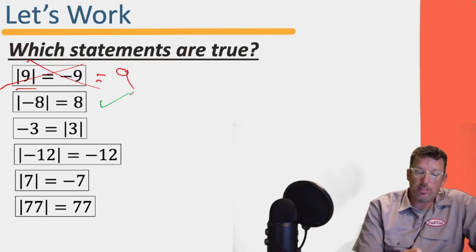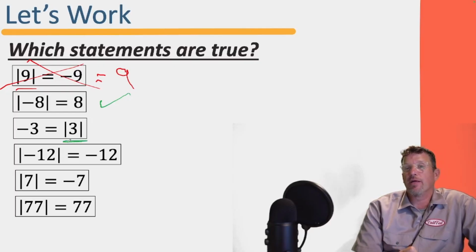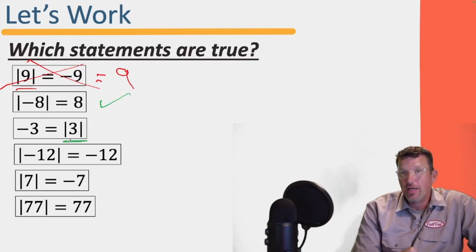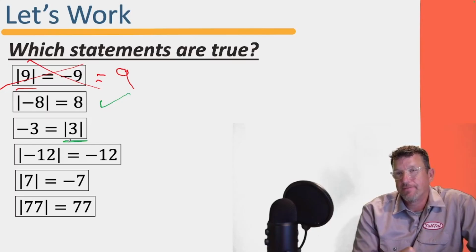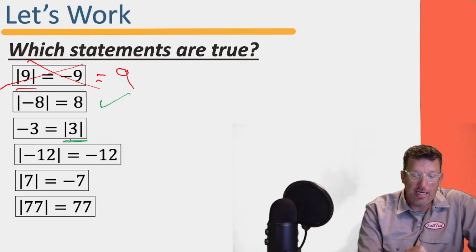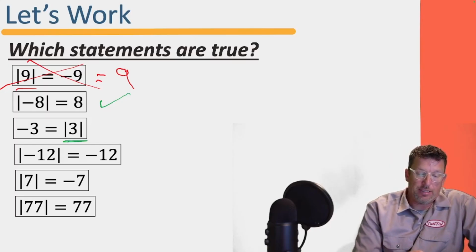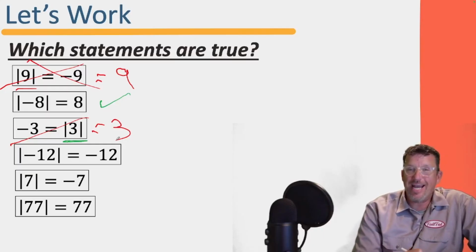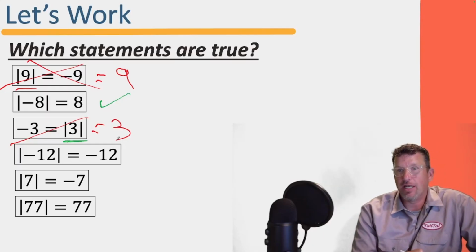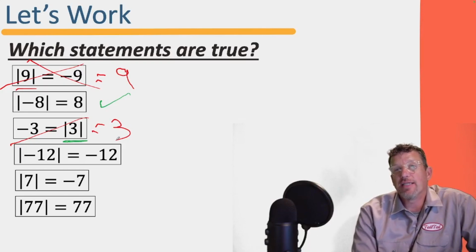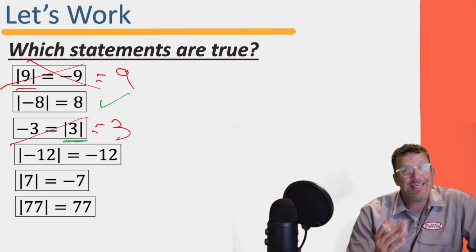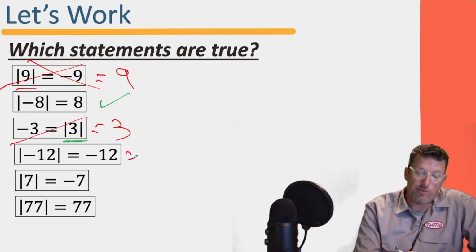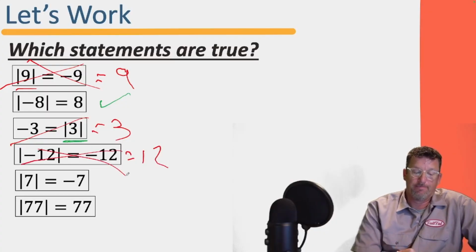This one's backwards. Let's go over this side. What is the absolute value of 3? Or how far is 3 away from 0? Well, it's 3 away. It's not negative 3 away. So that one does not work. This would be 3. Okay, let's go to the next one. The absolute value of negative 12 is equal to negative 12. How far away is negative 12 from 0? It's 12 away. It's not negative 12. It would simply be 12. So this one is also wrong.